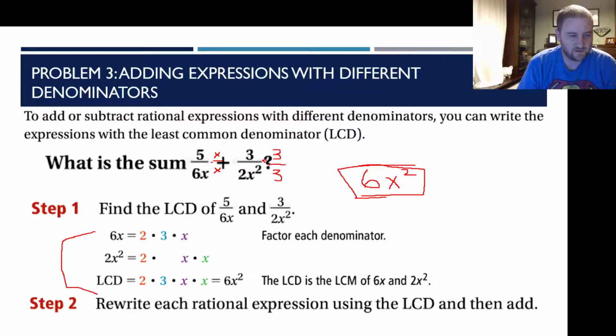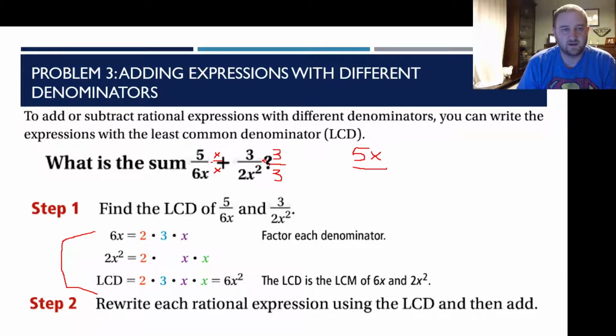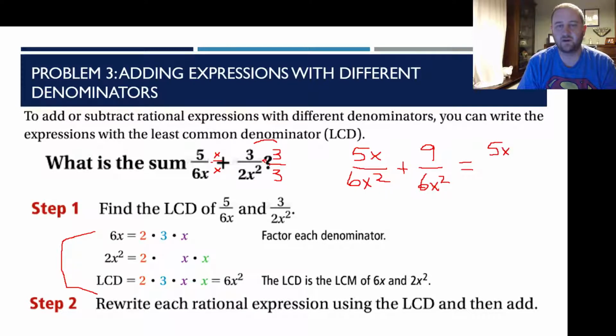5 times x is 5x. 6x times x is 6x squared. That's what we want. Now it's plus 3 times 3 is 9, and then 2x squared times 3 is 6x squared. Now you can see we've got common denominators. Now we can add them, right? So 5x plus 9 goes on top, and then on the bottom we've got 6x squared. Okay? And this is our simplified form.